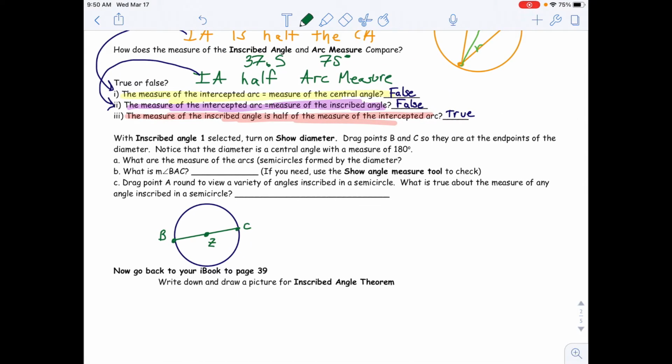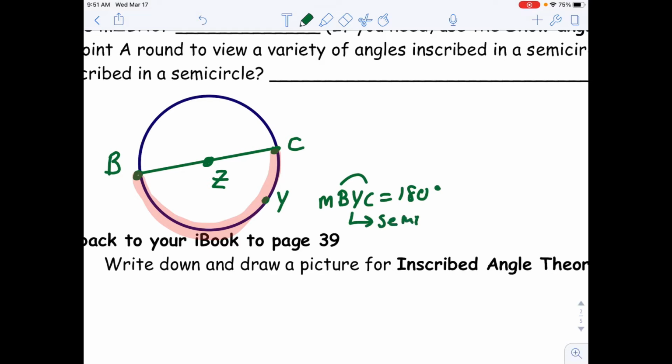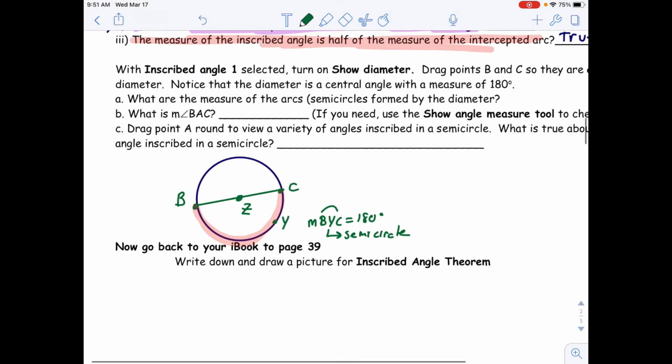Something to talk about first is, let's even pick another point just for fun. We'll call that Y. So looking at this arc right here, the measure of arc BYC is 180 degrees because it is a semicircle. It's bounded by a diameter. It's half of the circle, semicircle, 180 degrees.